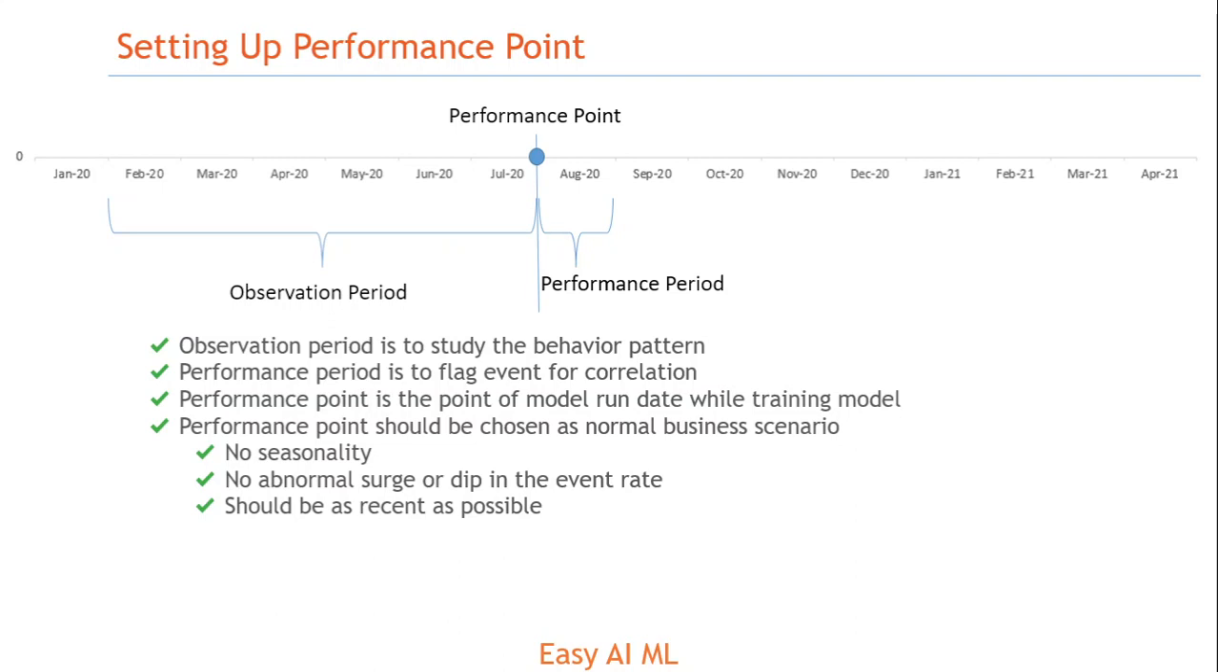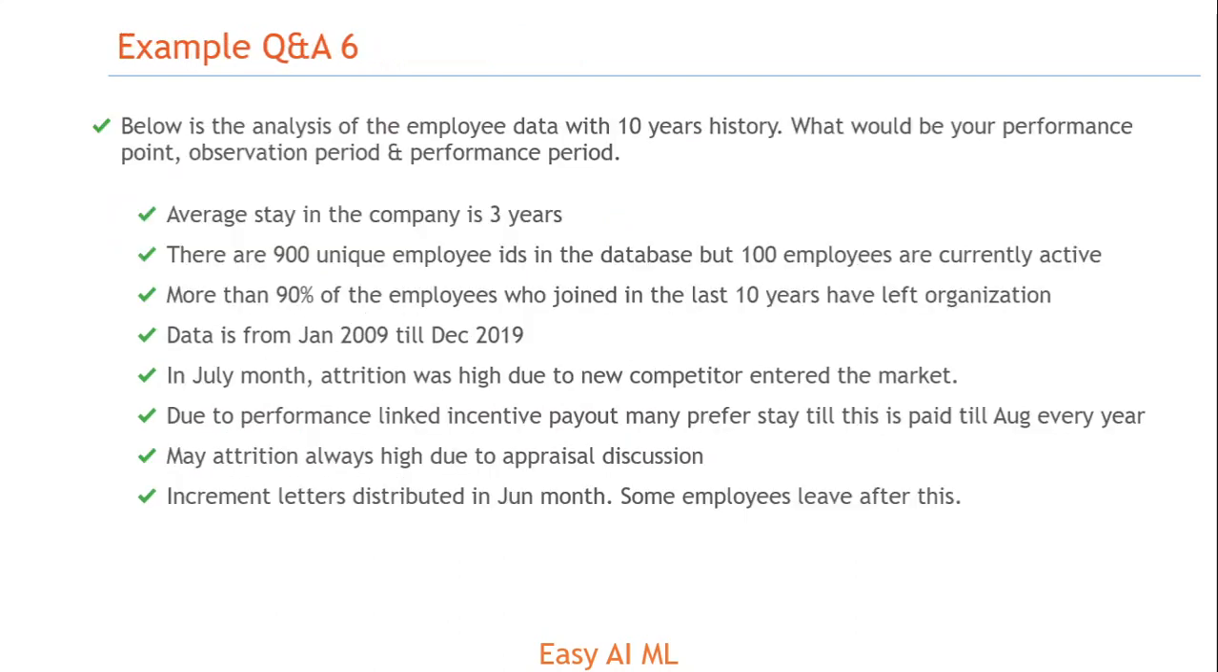In this picture, we are taking 6 months as observation and 1 month as performance. In other words, we are observing last 6 months behavior to find a pattern for the event to happen in next 30 days. Performance point is the point before and after which performance and observation period starts. In a deployed model, this is also called model run rate. So let us understand this better with an example.